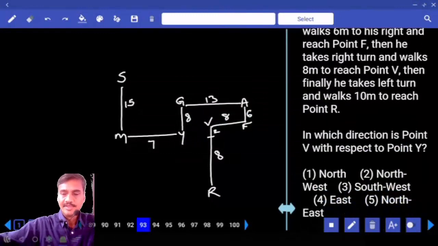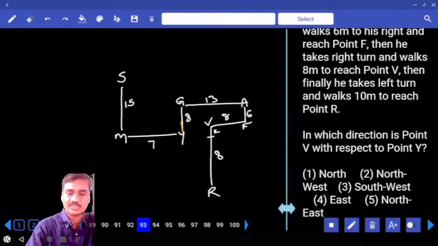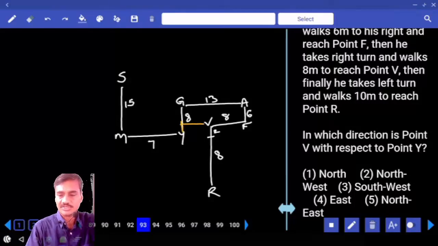Then, in which direction is V with respect to Y? What do we get from Y? North 2 meters, and towards east. That is north and east, so northeast, choice 5, 93.